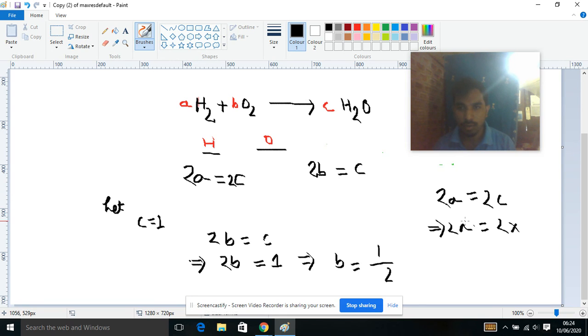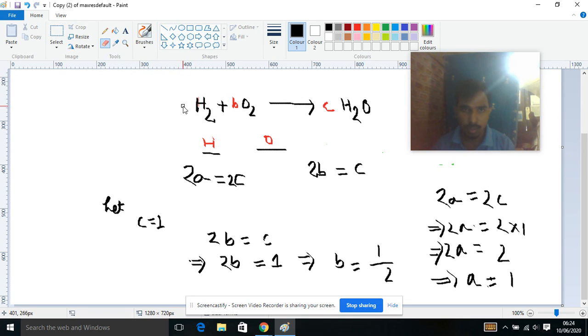Here we have to find the value of A. We got C equal to 1 and B equal to half, and for A we get twice A equals twice the value of C, which is 1. So this implies twice A equals 2. So the value of A equals 1, that is, 2 by 2 equals 1. So we'll put that in the equation.